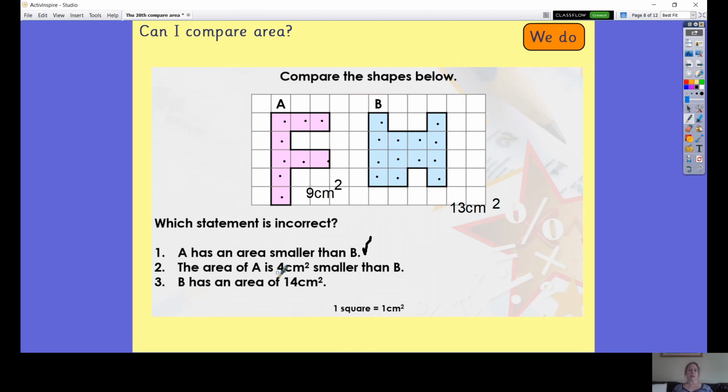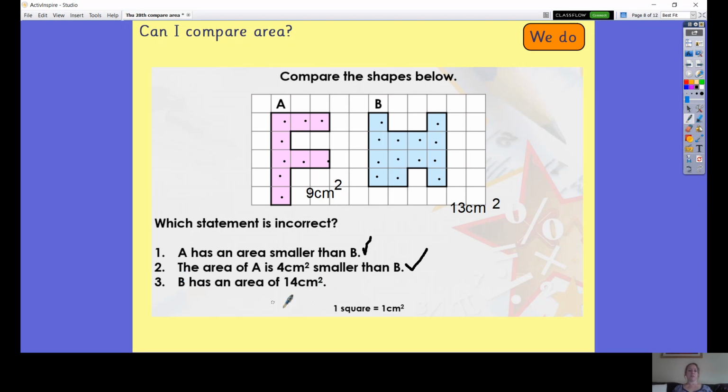Next, the area of A is 4 centimetres smaller than B. So if I look at my area A, okay, it's 9 centimetres, and this is saying that that 9 is 4 centimetres less than 13. So if I put 9 in my head and count on 10, 11, 12, 13, then I can see, or I might just know off the top of my head, that 9 is 4 less than 13. So that one, once again, is correct, and I'll give that one a tick.